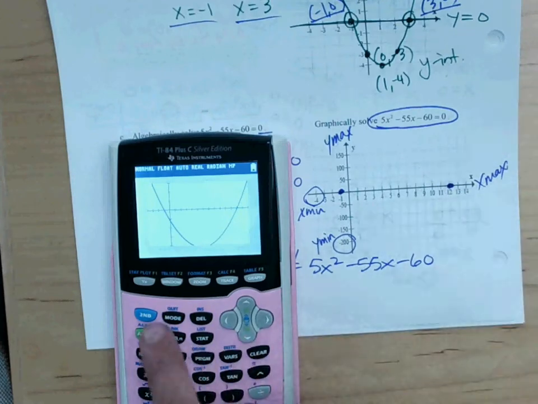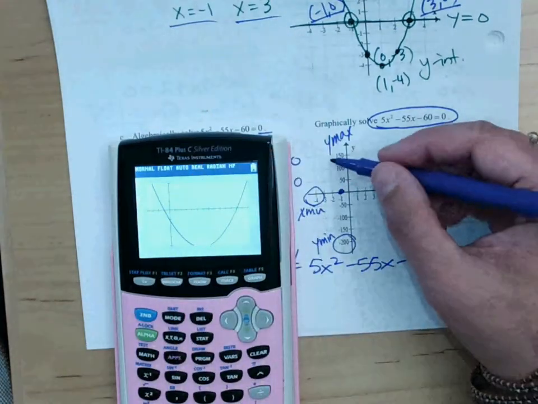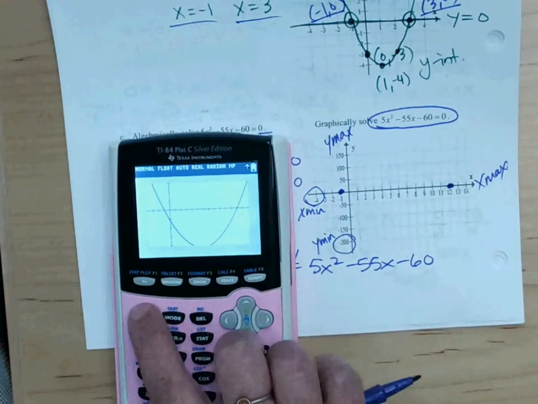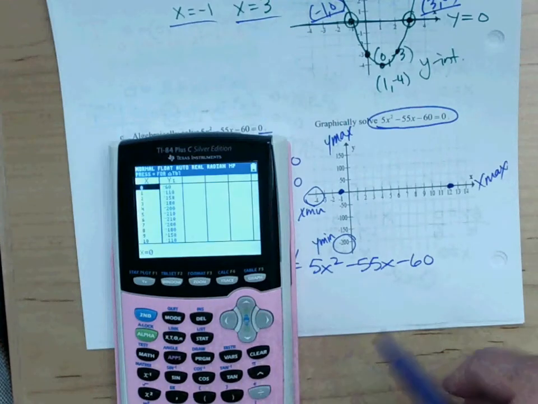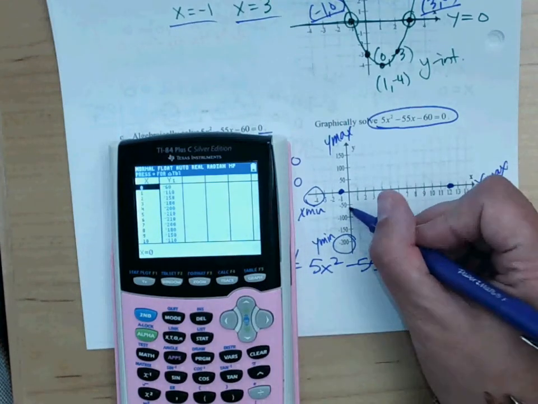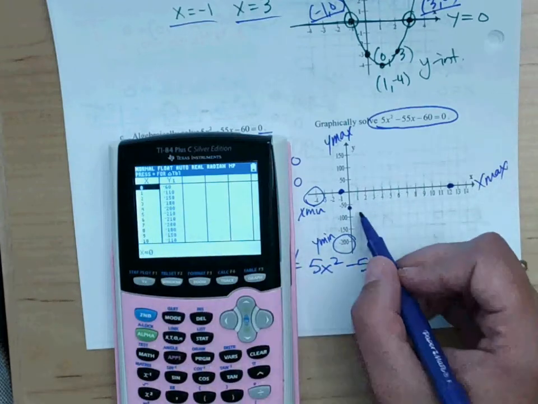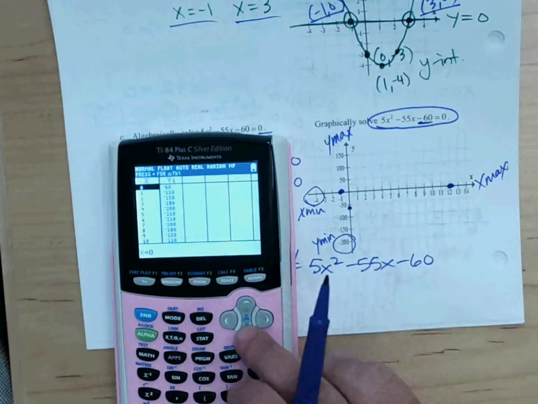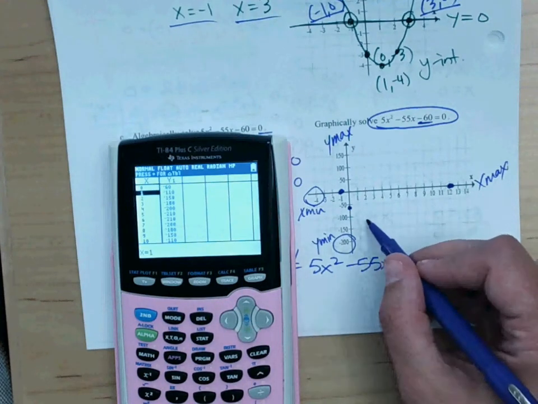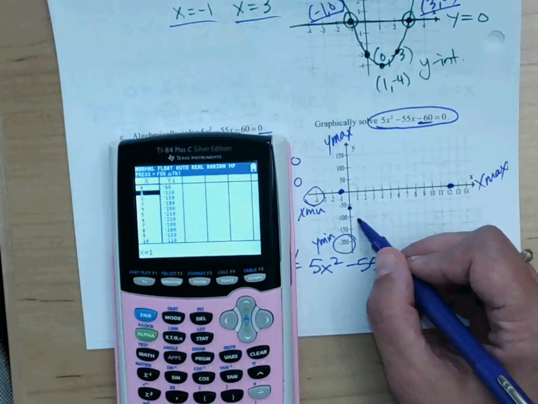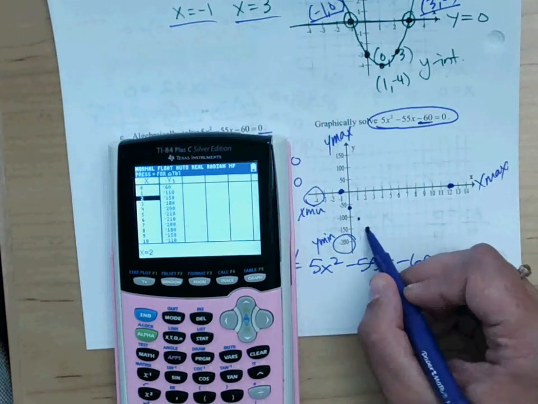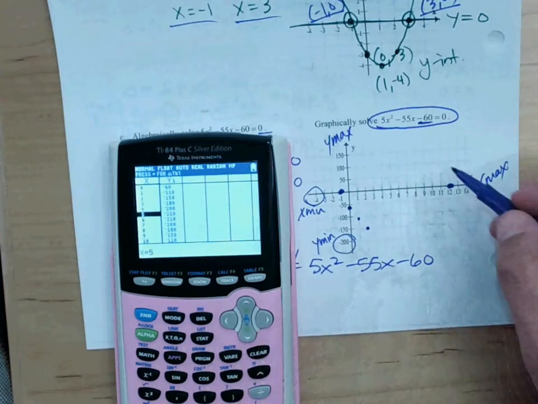And again, you can use the table, because I don't want to just draw, that'll be a mess if I just draw a smiley face. So I go to my table of values. Here's 0, 0, negative 60. There's my y-intercept right there, negative 60. Okay, and I can plot a few points. 1, negative 110 is maybe right here. 2, negative 150. So you kind of get the idea here.